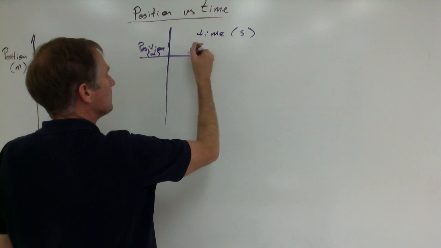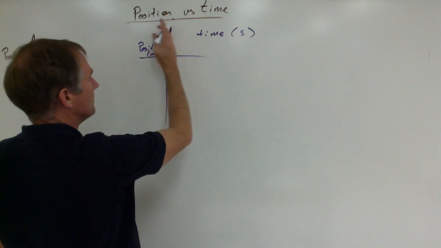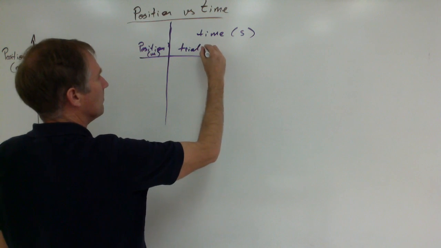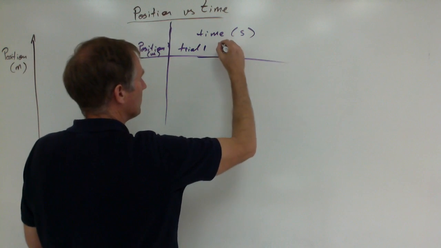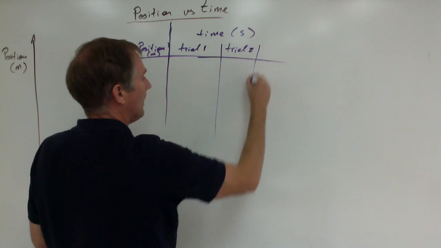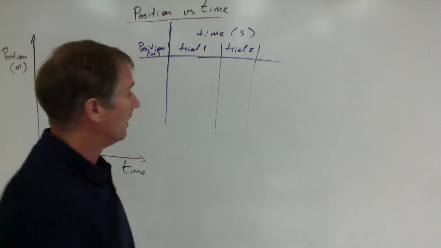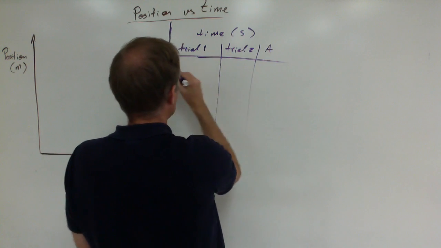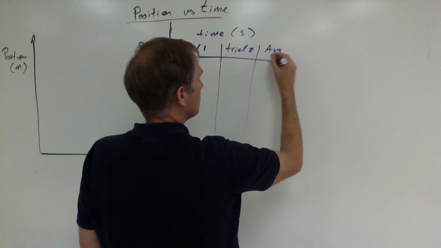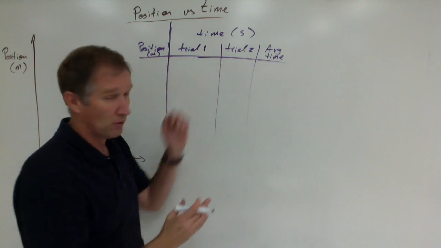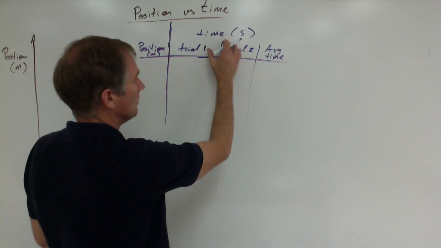And notice how I put this line up here. It separates out position from time. But under time, I'm going to have multiple trials. In other words, I'm going to run this experiment more than once. Trial 1, trial 2. You might have trial 3. And then you might average your trial data, so this would be your average time. All of these columns, you might have more, and you might have more than 2 trials. They all go underneath the time heading.